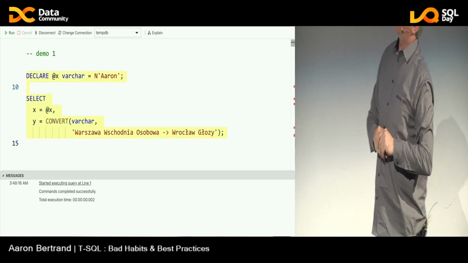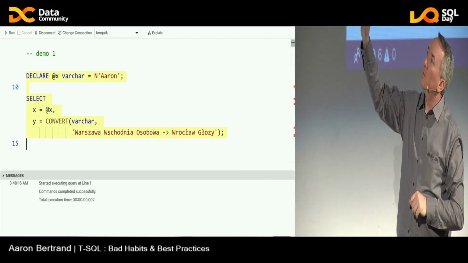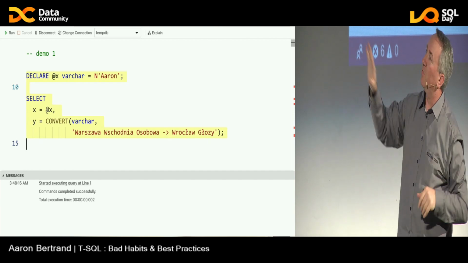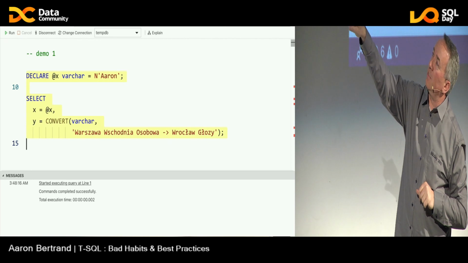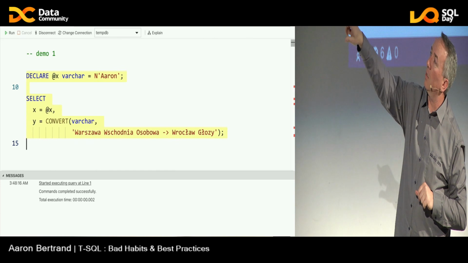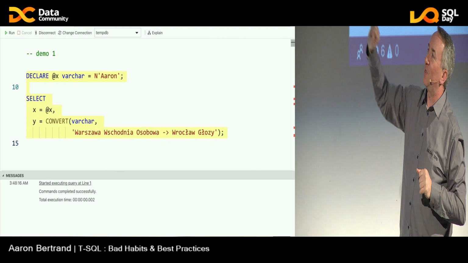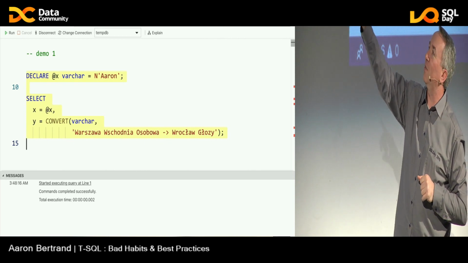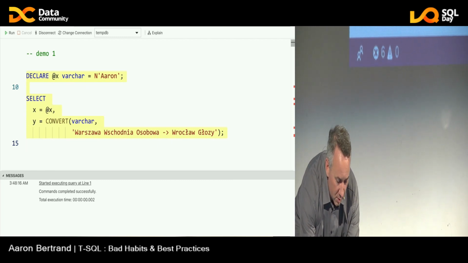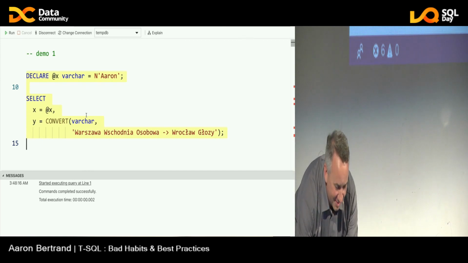So I'm declaring a varchar variable at x, and I'm setting it equal to my name. And it should be nvarchar because I used the n prefix, but forget about that bad habit for a second. So select x is equal to @x, and y is equal to convert to varchar. I'm not going to try to butcher and pronounce all of these words, but that's the east station in Warsaw to the station here in Wrocław. Did I butcher that? I butchered even that, didn't I? It's okay. All right.